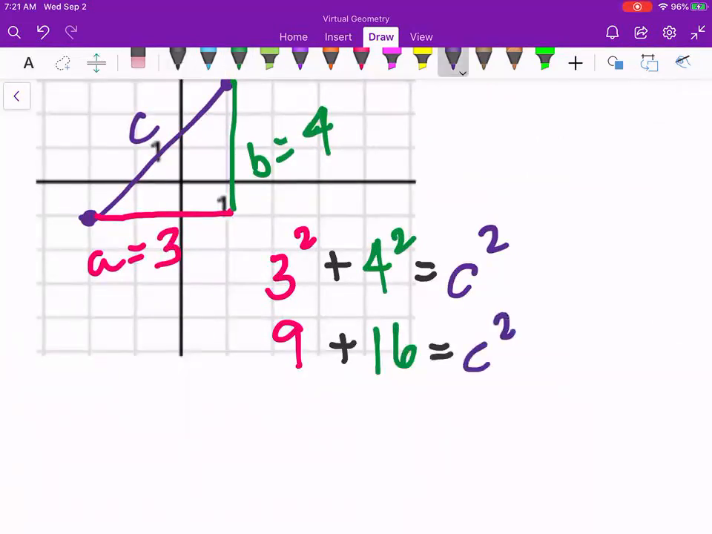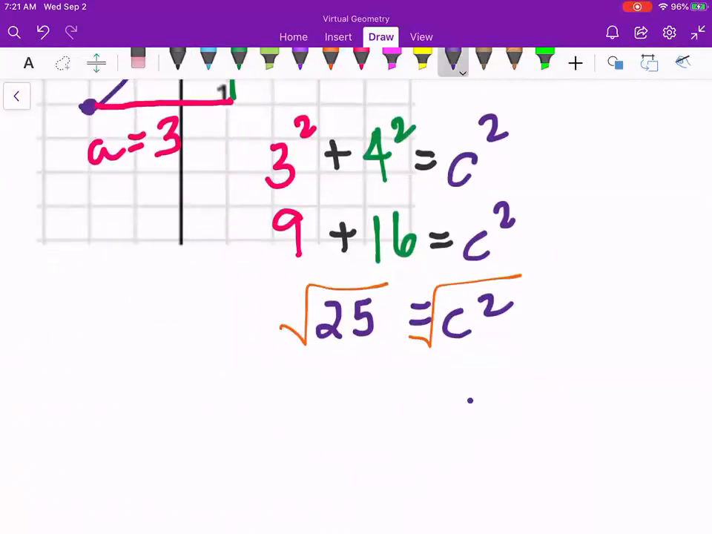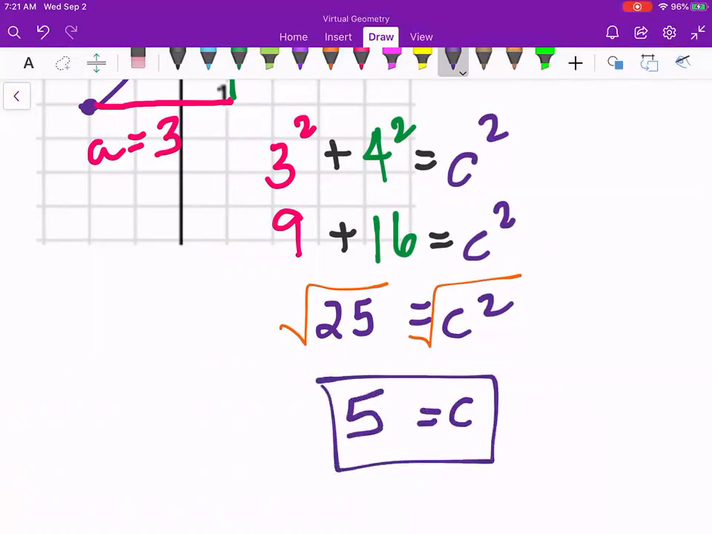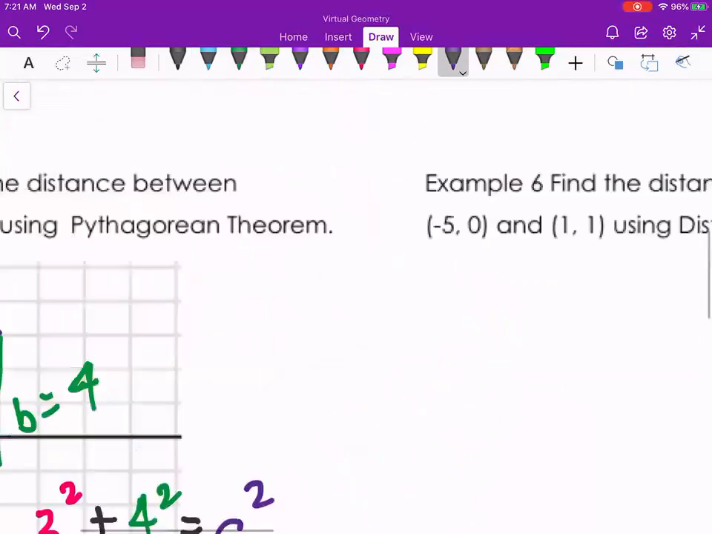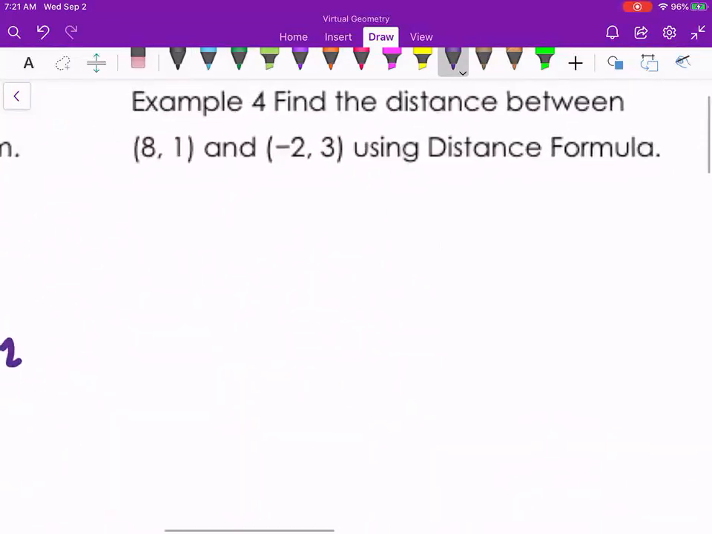For our C squared, 9 plus 16 is what? 25 again for C squared, and then I can square root both of these. And my distance is 5 units. All right, so guys, I hope you're feeling comfortable with Pythagorean theorem. Our other 2 examples on this page are dealing with the distance formula, so we're going to give those a try.